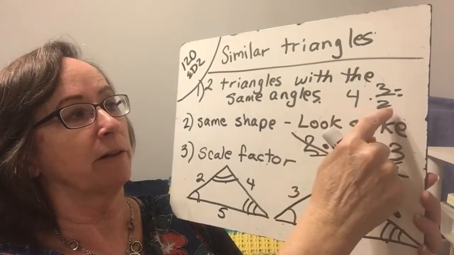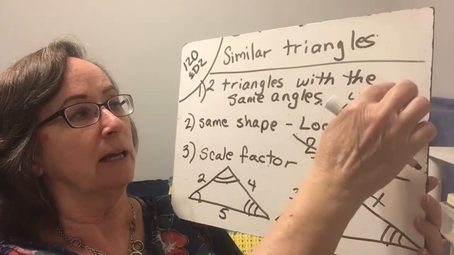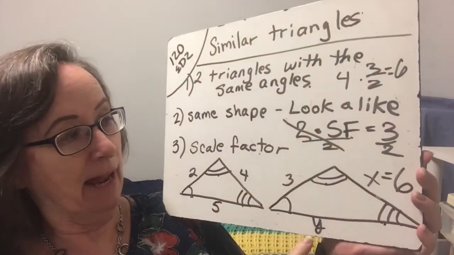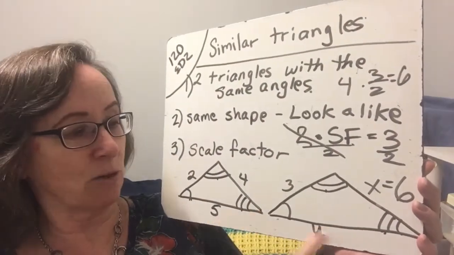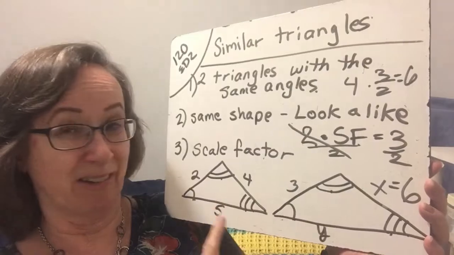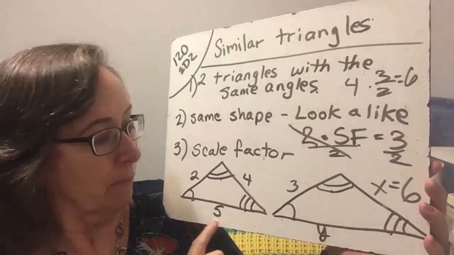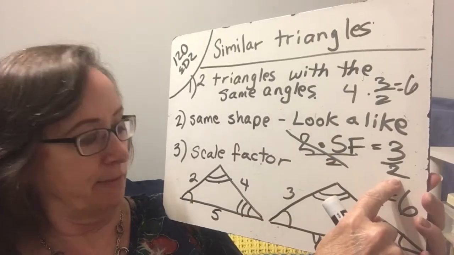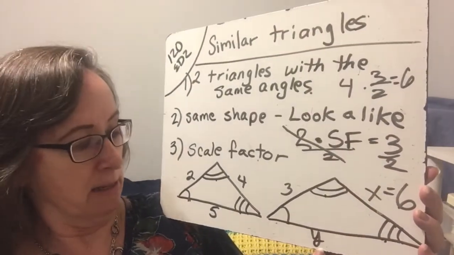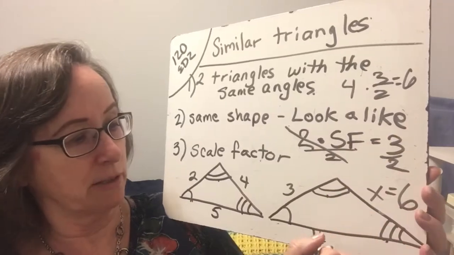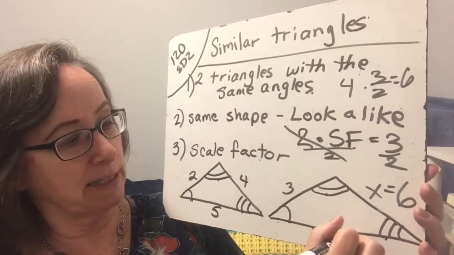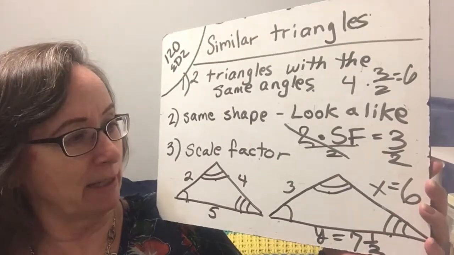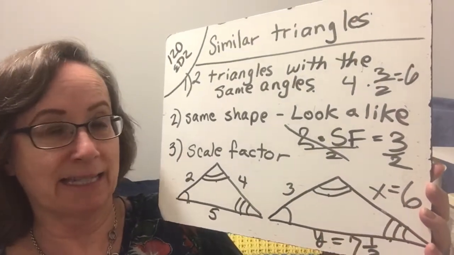So remember, the 4 and the 2 will cancel, leaving 2 times 3, which is 6. So x is equal to 6, and then 5 is corresponding to y. They're in the same position. 5 times the scale factor, which is 3/2, is y. So that would be 15/2, which is 7 1/2. So the sides that we were looking for were 6 and 7.5.